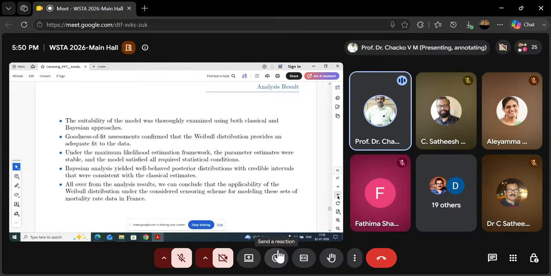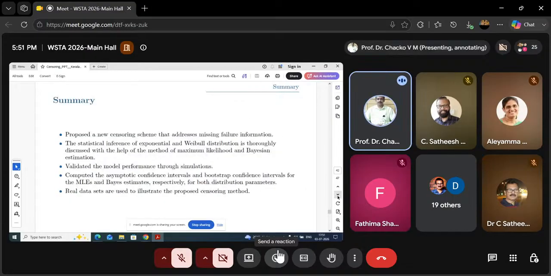The suitability of the model was thoroughly examined using both the classical and Bayesian approaches. Goodness of fit assessments confirmed that the Weibull distribution provides an adequate fit to the data. Under the maximum likelihood estimation framework, the parameter estimates were stable and the model satisfied all required statistical conditions. Bayesian analysis yielded a well-behaved posterior distribution with credible intervals that are consistent with the classical estimates. However, from the analysis results, we can conclude the applicability of the Weibull distribution under the considered censoring scheme for modeling these sets of mortality data in France.